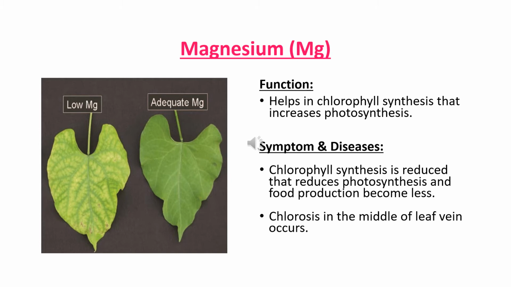On the right one, there is a healthy leaf where the amount of magnesium is adequate, and on the left one, look, due to the lack of magnesium, all around the leaves turn yellow, but it started from the veins, and these are the symptoms of lack of magnesium.